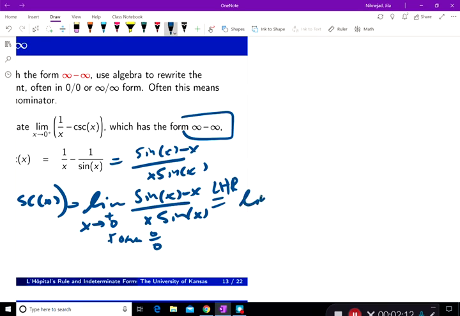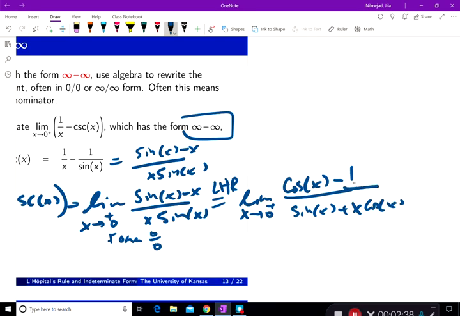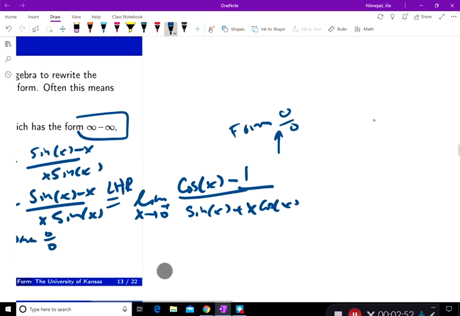When I do the L'Hopital, I end up with cosine of x minus 1 in the numerator, and the denominator, using the product rule, is sine of x plus x cosine of x. Now if I plug in 0 again, I get 1 minus 1 over 0 plus 0. So again, the form is 0 over 0, and I may want to do another L'Hopital.